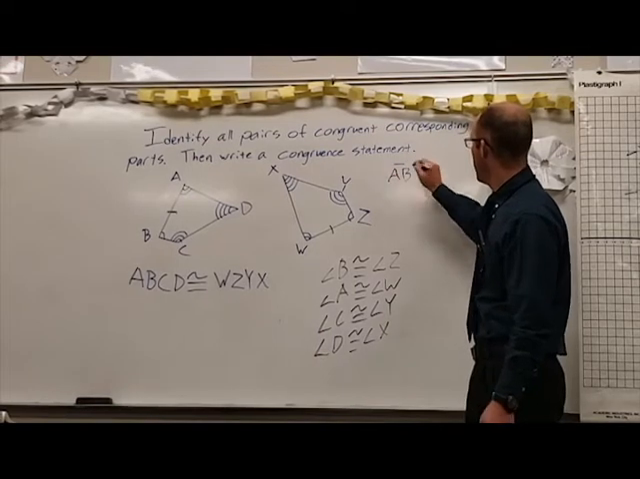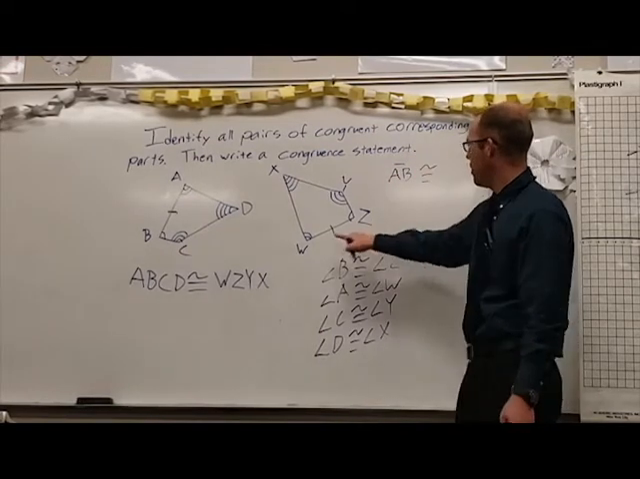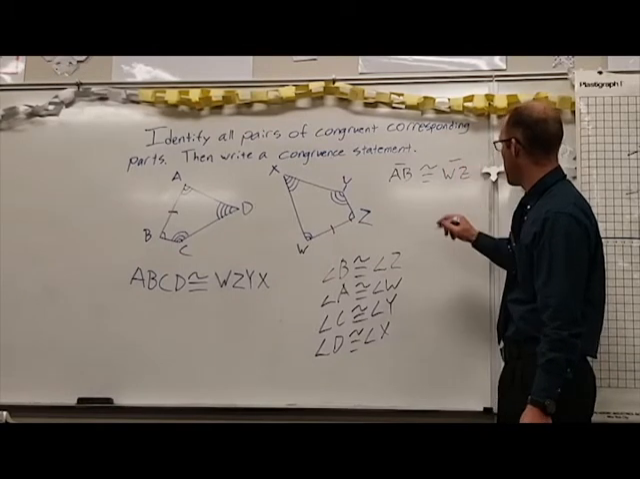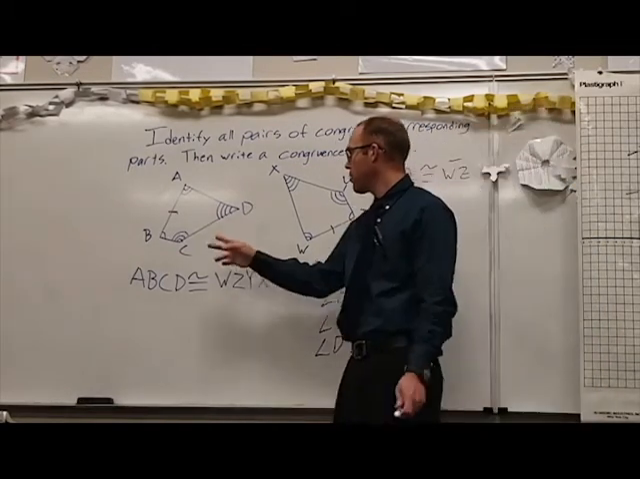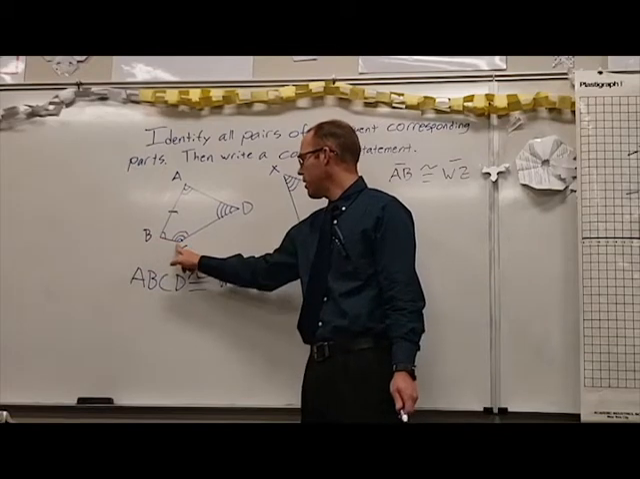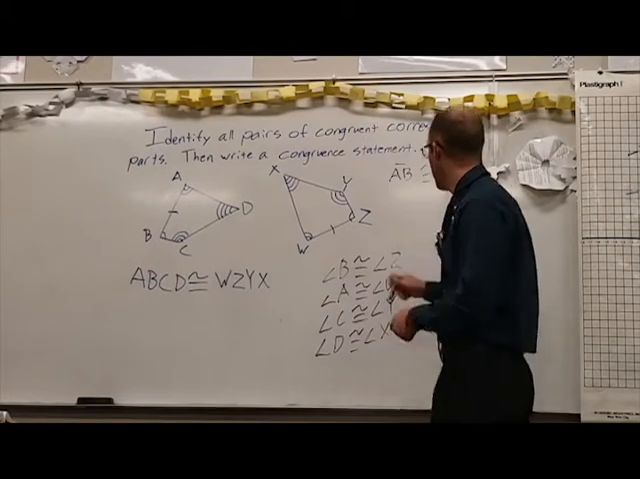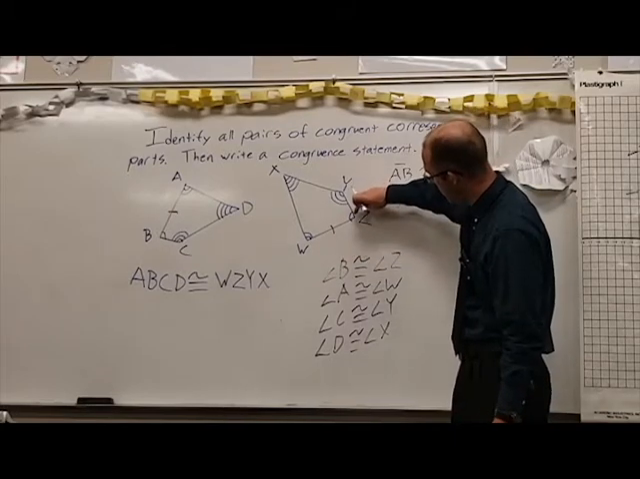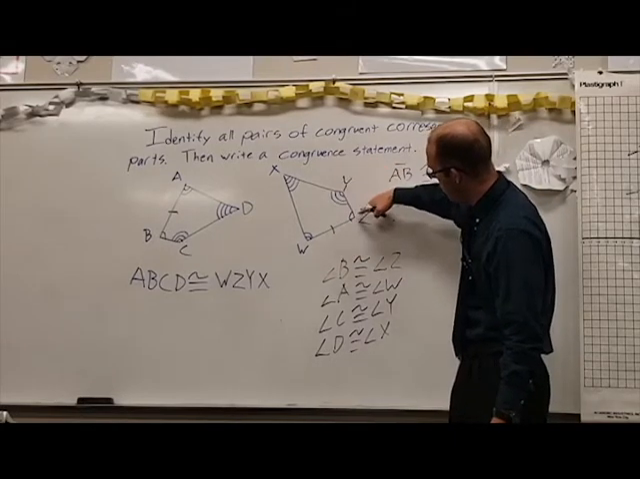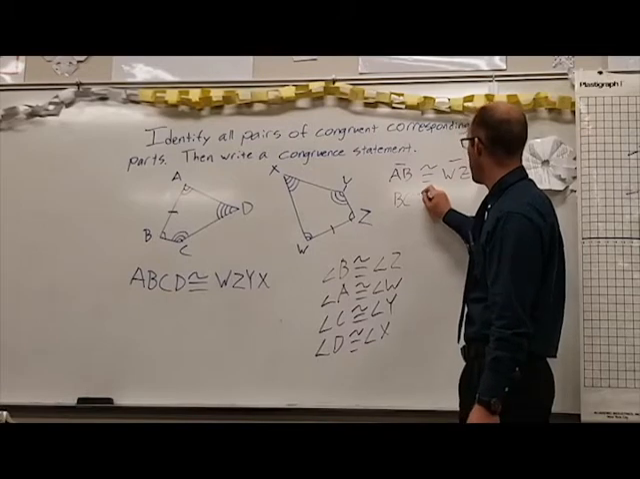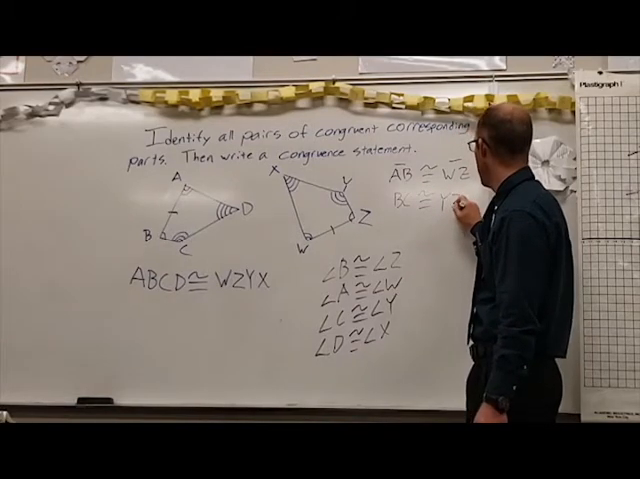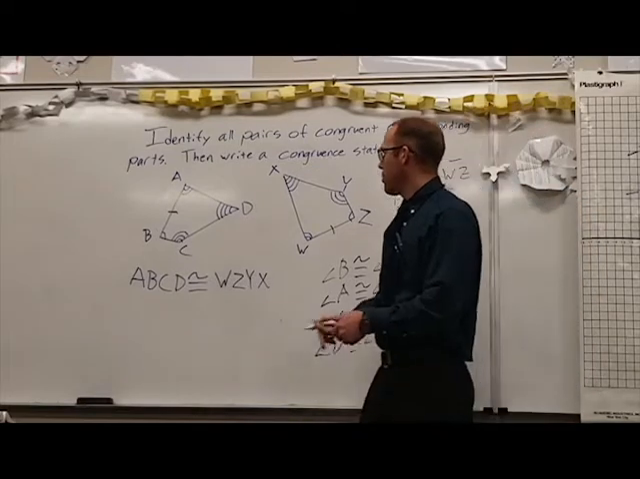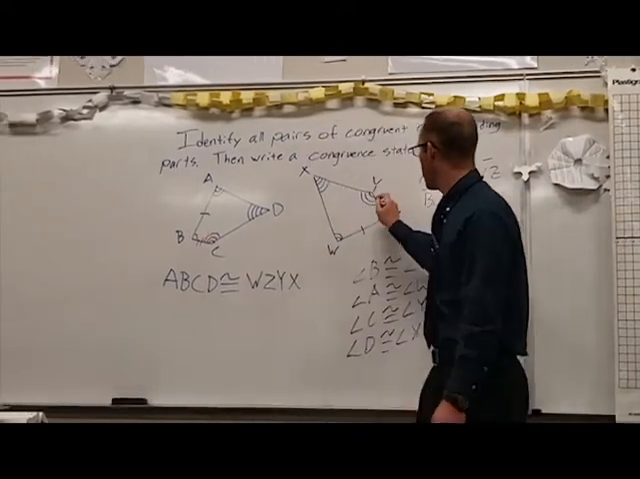AB is congruent to WZ. Remember the notation from chapter 8 here. We're going to go through each one of those. BC goes from 1 to 3. So BC. So we're looking for the side that goes between the angle with 1 arc and 3, which is YZ right here. So BC is congruent to YZ. Don't forget the segment symbol above those.